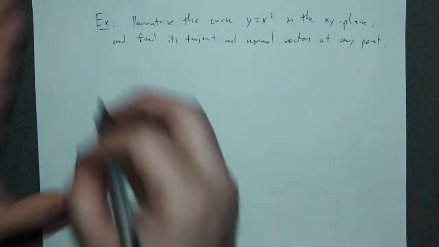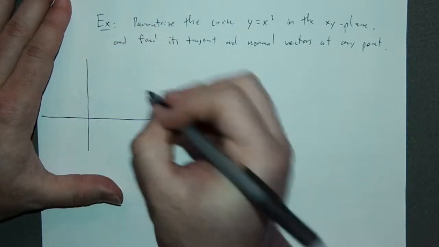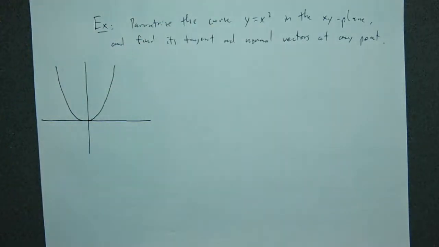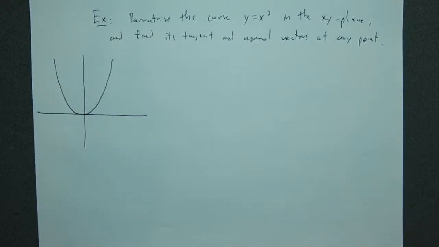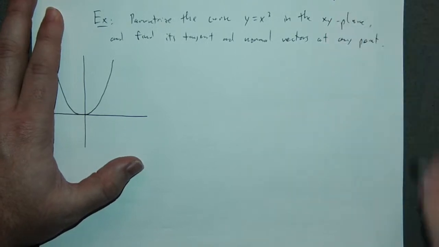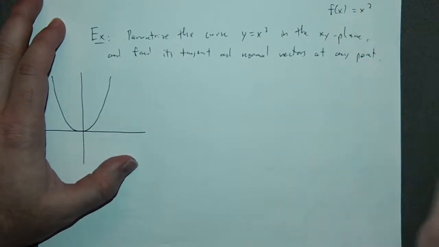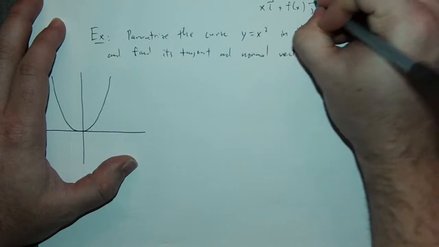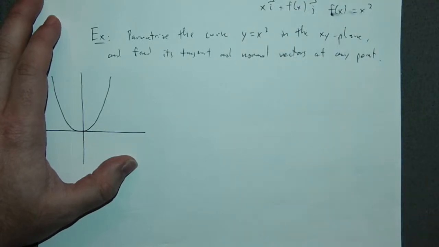Okay, so I know what this curve looks like. Right here it is. Maybe it's a little too flat, but that's how it looks. Now there's a trick, because the same trick existed in Calc 2. When you have a curve that is very simple, and here very simple means it's the graph of a function, so you have a function, f of x is x squared, it's really easy to parameterize it. It's just x i plus f of x j. That's the parameterization.